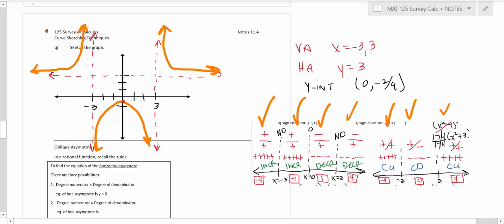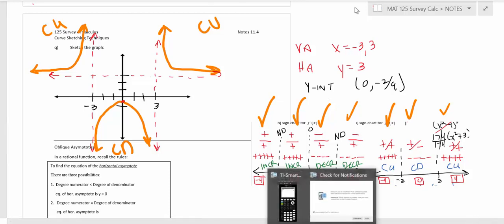So right here, you're increasing and concave up. Here, you're increasing, then decreasing, but the whole thing's concave down, and then concave up like that. So it's concave up, concave down. Problem done. I promise you, if you put that in your graphing calculator, that's what you're going to see. Let's do that, and then we'll take a break.